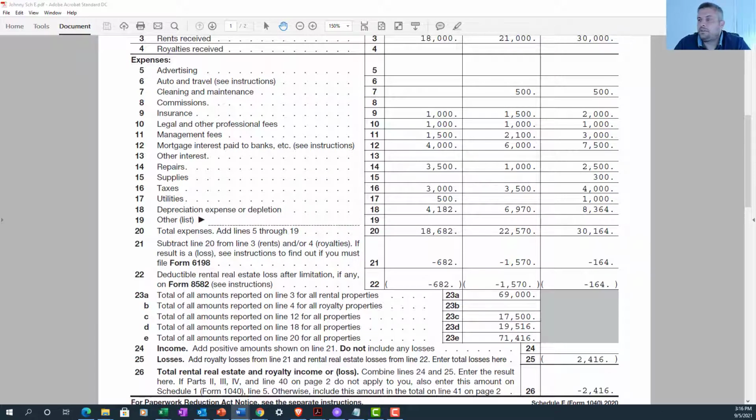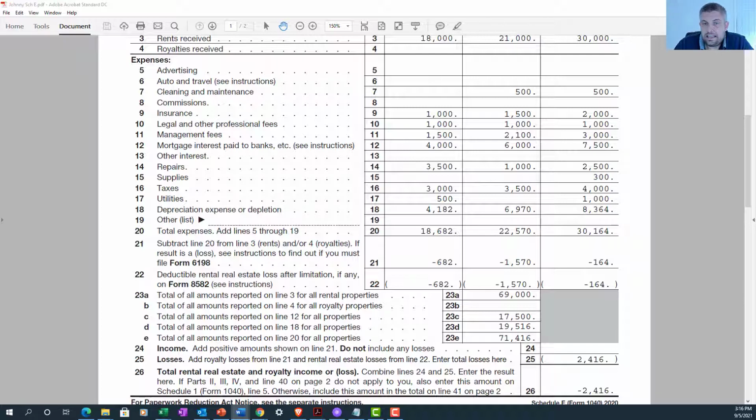So you'll see here in column A, the total expenses are $18,682, and the income above from line 3 was $18,000. So we have a loss of $682 on line 21. And it looks like Johnny's showing losses for all 3 properties if you scan across on line 21.